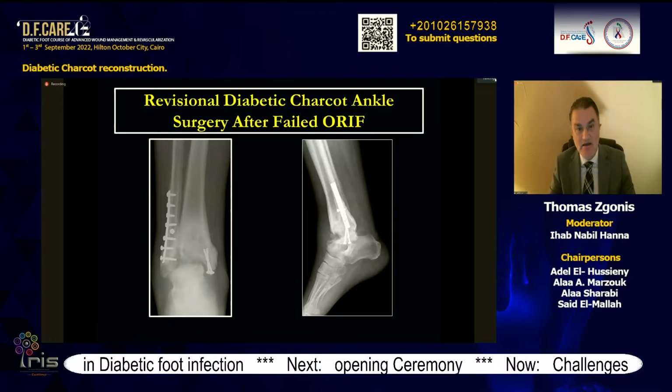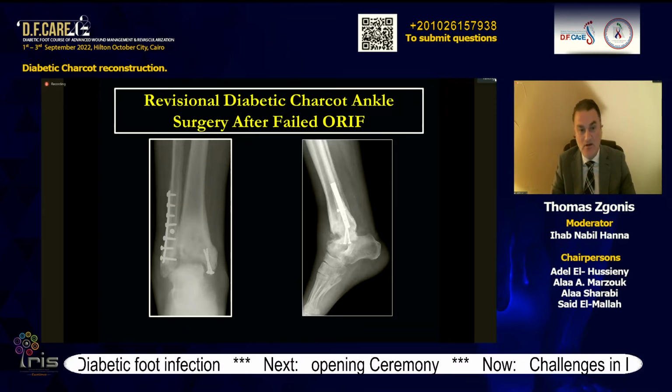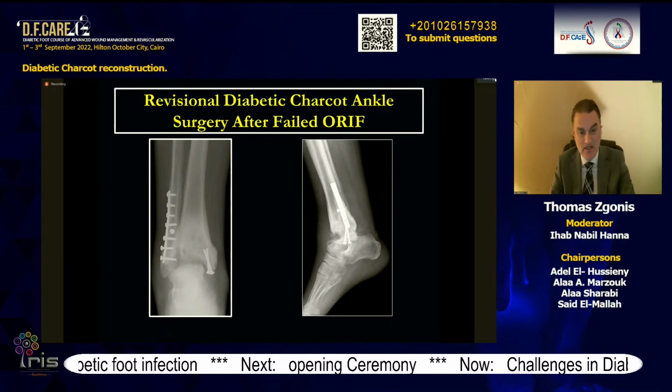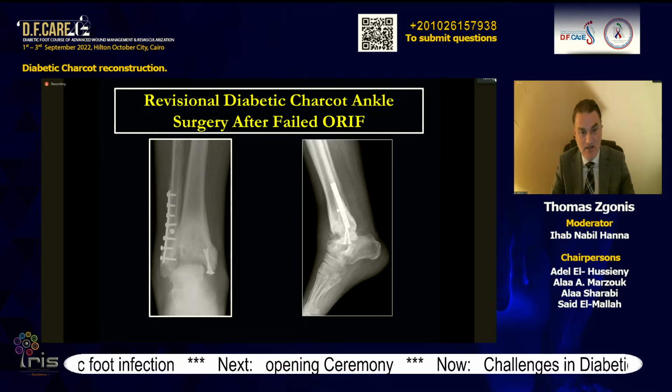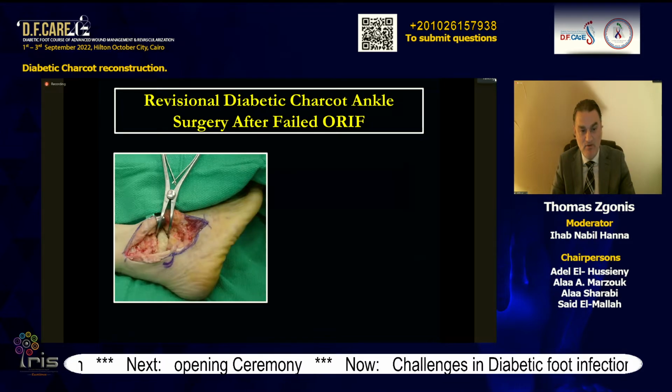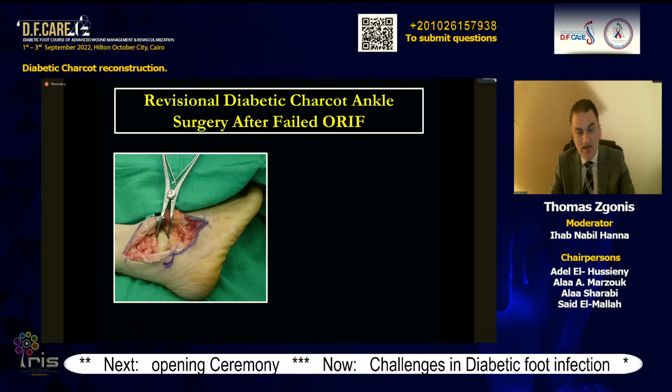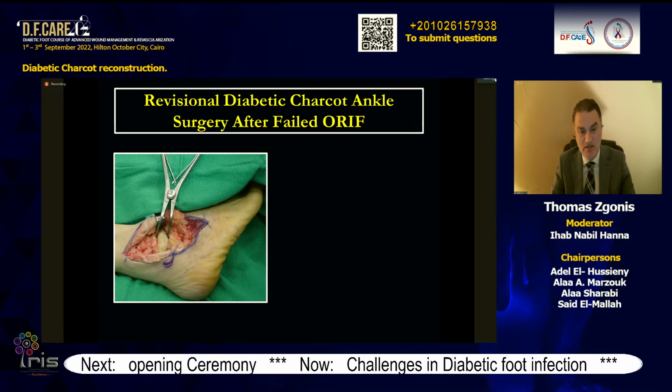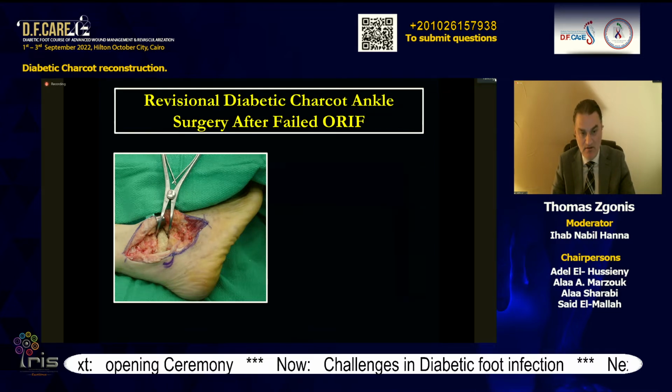And here's another patient, on the hindfoot and ankle, with failed internal fixation, as you see here, after open reduction internal fixation of an ankle fracture with Charcot neuroarthropathy. So here the patient will have removal of the hardware and arthrodesis, as you see here, with allogenic bone graft on the ankle joint.